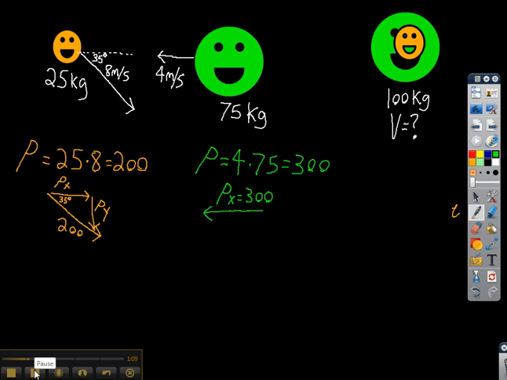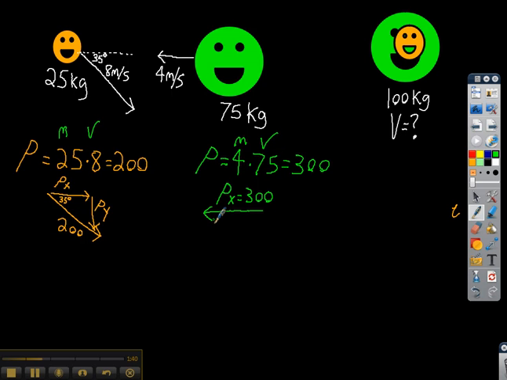To calculate momentum, it's just mass times velocity, and that's exactly what I did here. I just multiplied mass times velocity on both of these. You end up with 200 momentum on the orange guy and 300 momentum on the green guy, so pretty close between them. The green one's very easy because it's all in the x direction. It's simply 300. You could call this negative 300 if you want. I just prefer to call it positive 300 and draw an arrow to remind me that it's going to the left, but they're both correct.